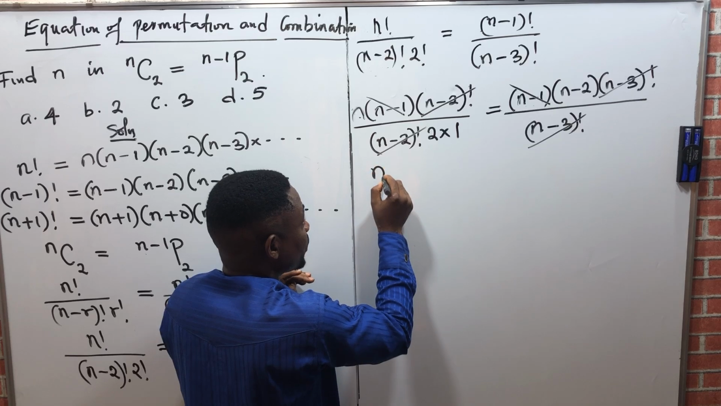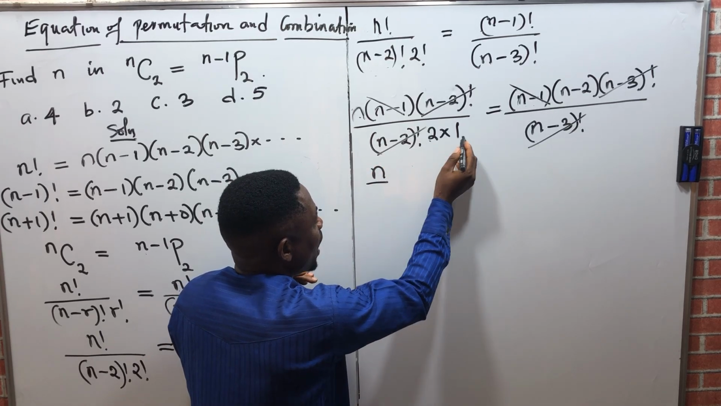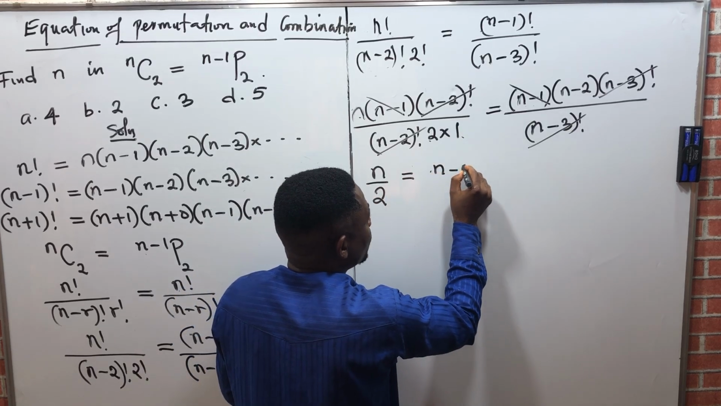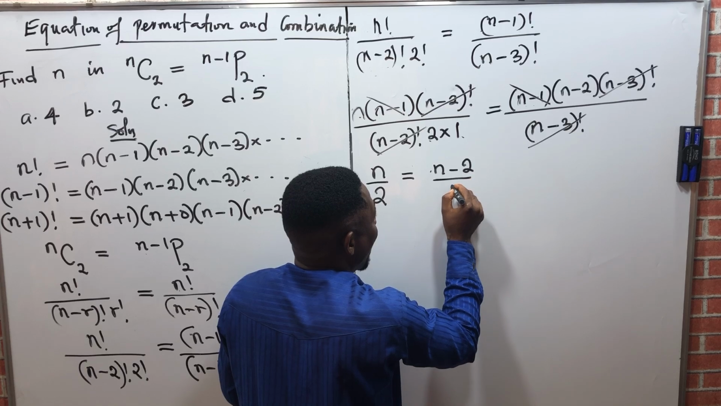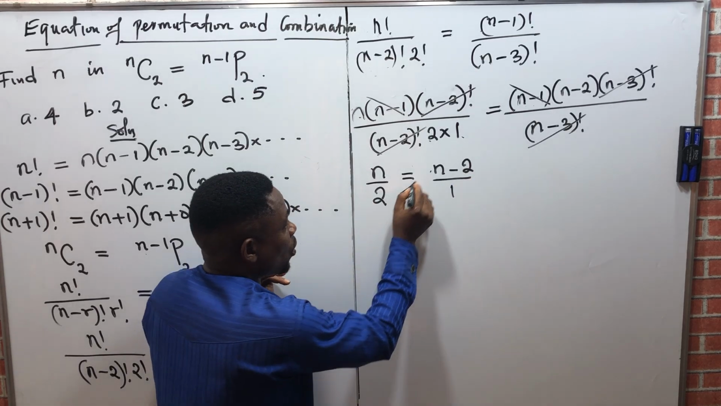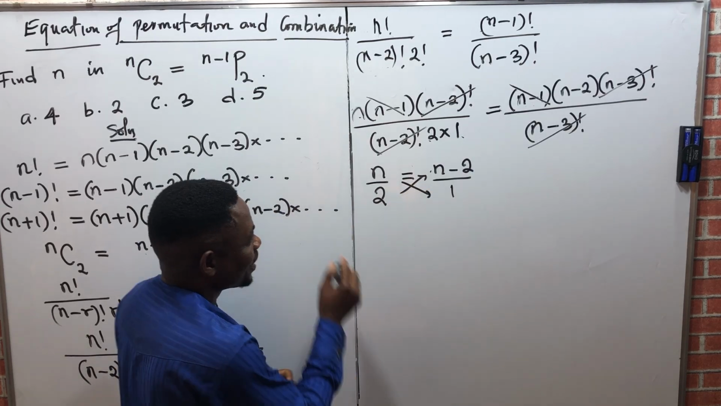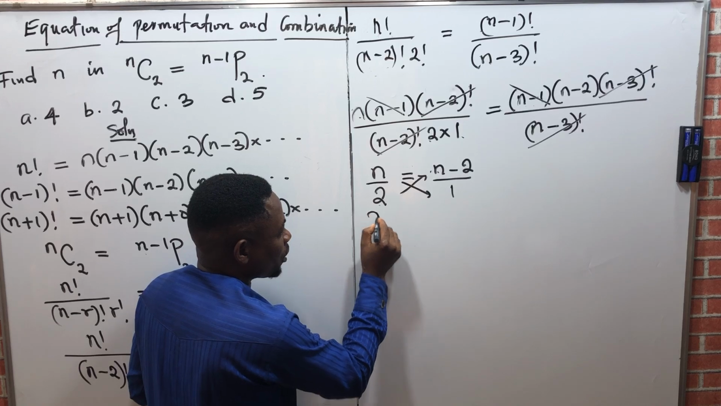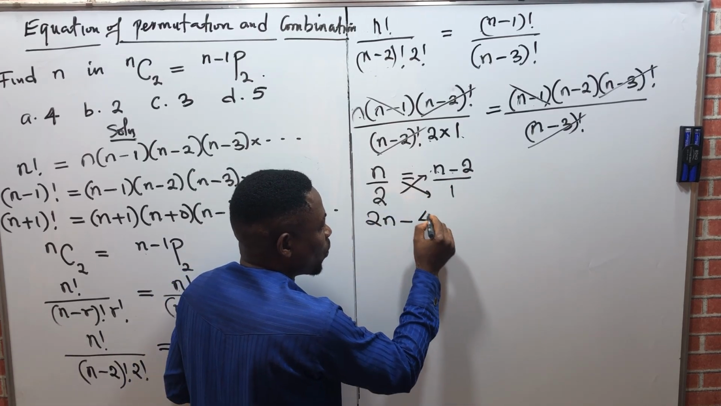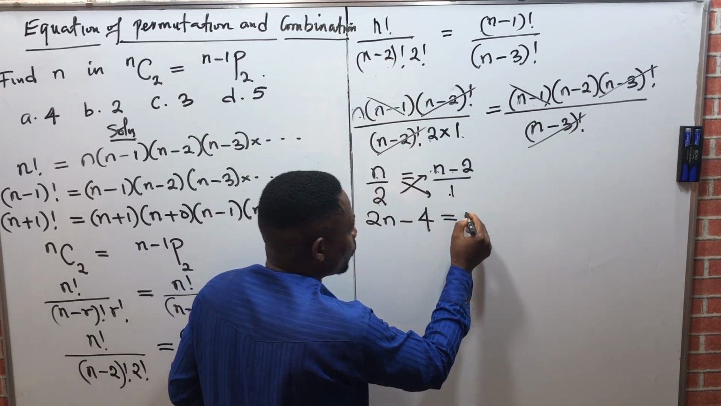What is here? I believe it is n, right? Then all over, watch, all over, 2 times 1 will give us 2. Then it's now equal to, then n minus 2, then call this over 1. Are you with me now? After that, what do you think that we'll do? Cross multiply. Can you see already we are about getting the value of n. Then I will now say 2 times n will give us 2n. Then minus, right? Then 2 times 2 will give us 4. Are you there? Then it's now equal to n times 1 will give us n.